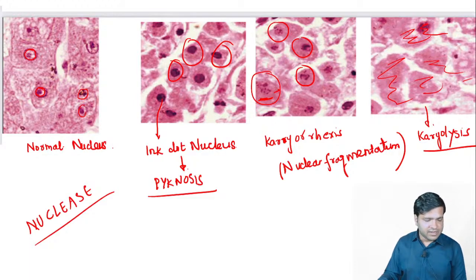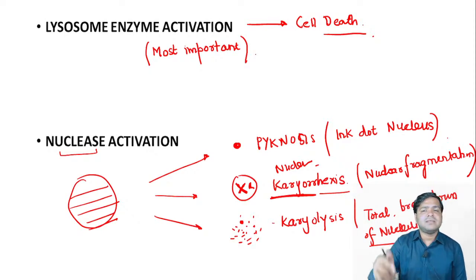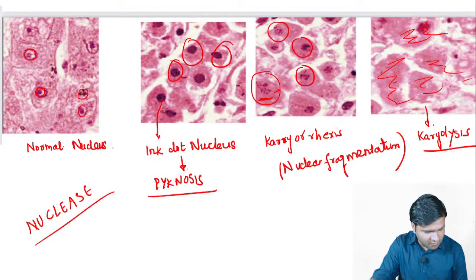So I hope this is clear to each and everyone. Just give me a thumbs up in the chat box, guys, that you all are present over here listening to me. So we are discussing irreversible cell injury. In irreversible cell injury, the major three enzymes which are activated, the lysosomal enzymes, if they activate, they will lead to cell death. Nuclease activation will lead to some further stages that I've already shown.